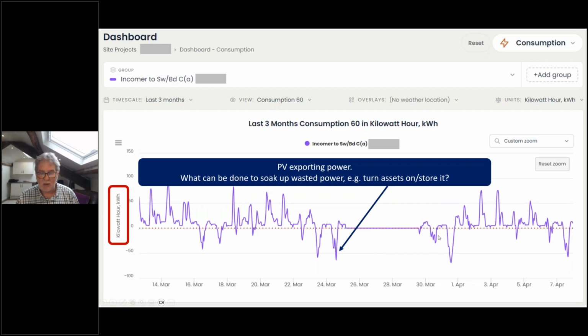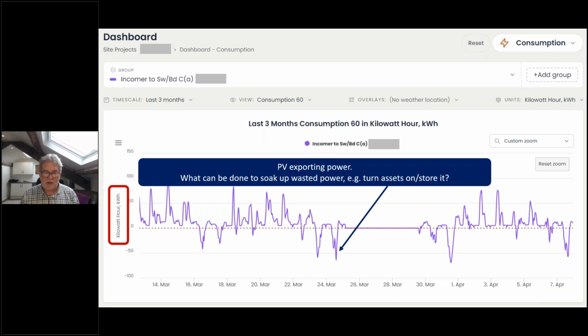At least you know now, or the client knows what's happening and when they can be alerted if need be. But if you take proactive action, what can soak that up? Can you turn on water heating? Can you charge EVs that are plugged in but not yet charging? Can you turn on compressors? Can you turn up your freezers? What can be done to soak that power up?